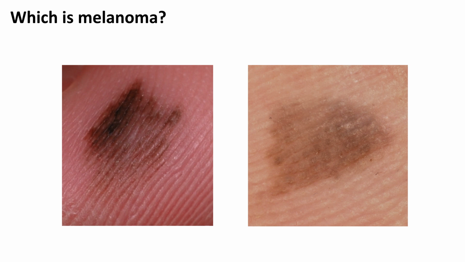So, applying what you've learned in this podcast, which of these two lesions is melanoma? On clinical grounds, it may be quite difficult. Dermoscopically, however, it's very easy. The lesion on the right, parallel ridge pattern, melanoma. The lesion on the left has a parallel furrow pattern, and that's a nevus.